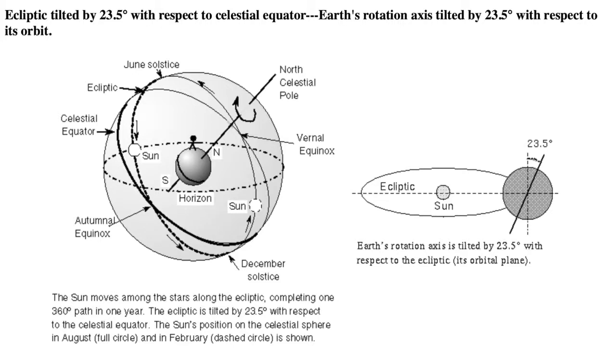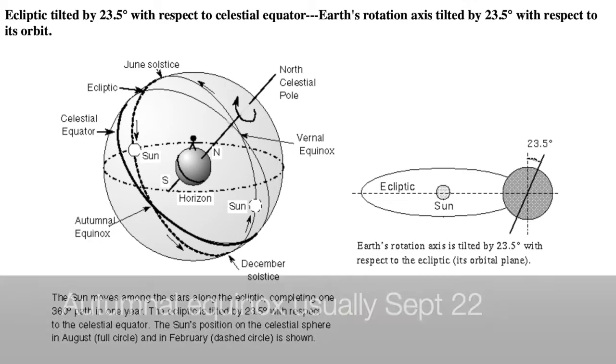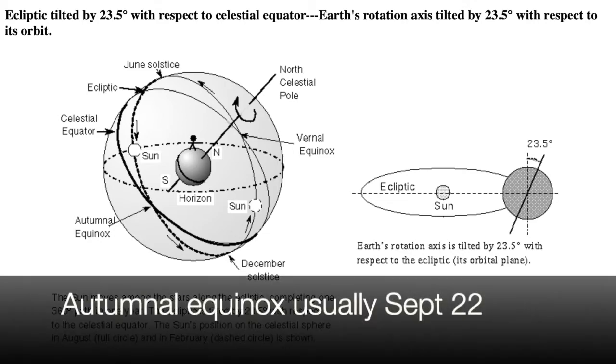The ecliptic great circle is tilted by 23.5 degrees with respect to the celestial equator because the Earth's rotation axis is tilted by 23.5 degrees with respect to its orbit around the Sun. The two places where the great circle of the celestial equator and the great circle of the ecliptic intercept are the vernal, or spring, equinox on about March 21st, and the autumnal equinox on about September 21st.